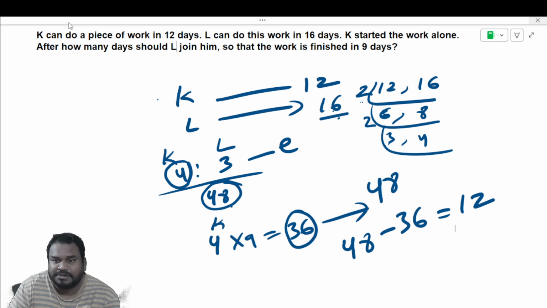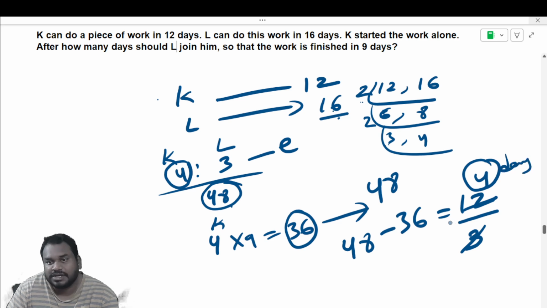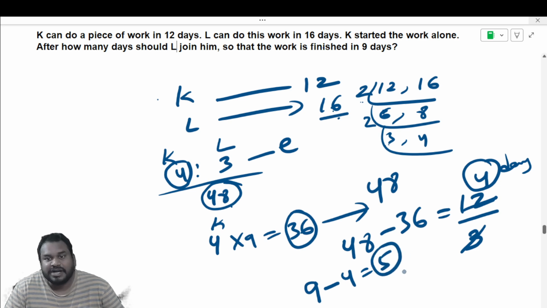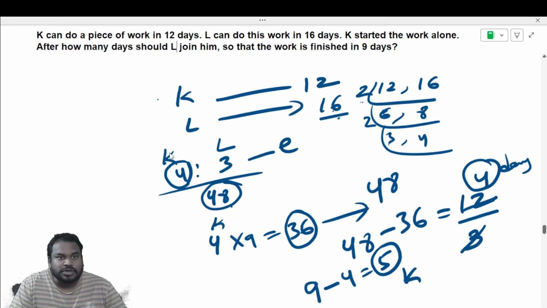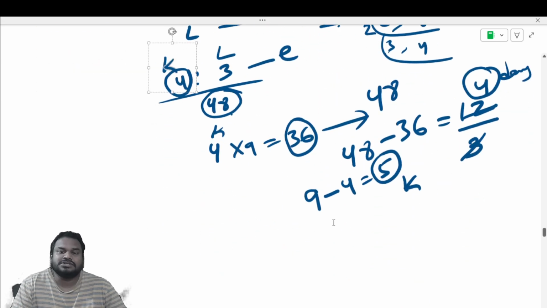But K cannot complete it alone, so L should be involved. If I involve L, each day he can do 3 parts of work, so 12 by 3 is 4. So for 4 days he has to work. 9 minus 4 means 5 days. For 5 days K should work alone. After 5 days, from the 6th day, L should join K. So after how many days should L join him? After 5 days is the answer. 5 days.